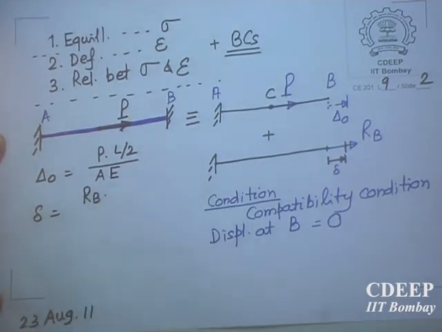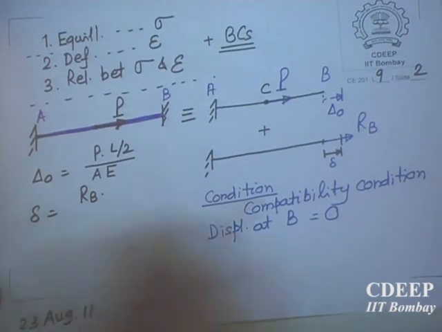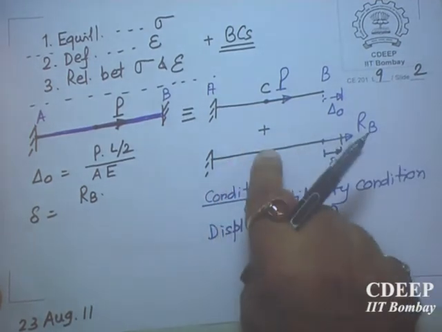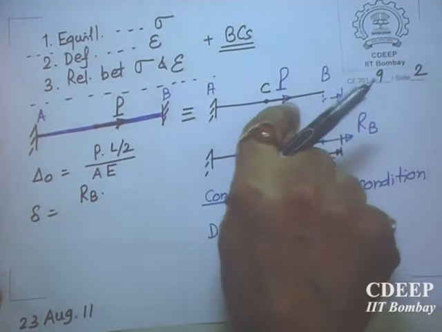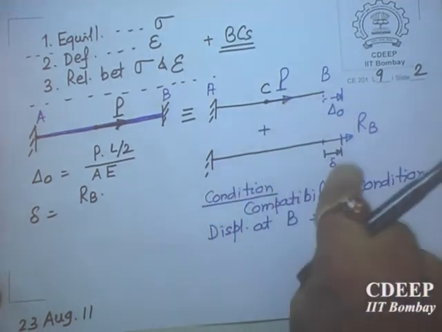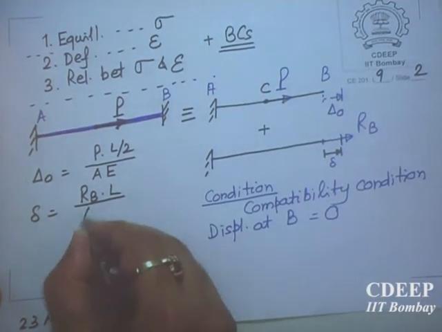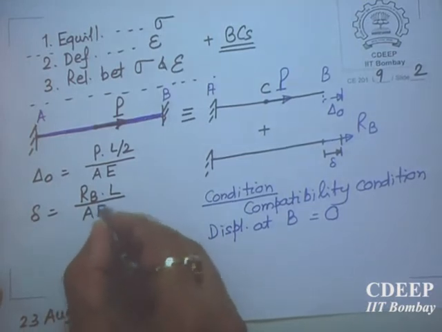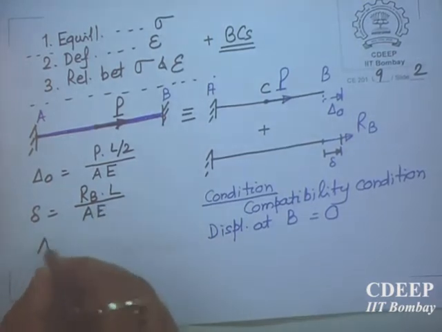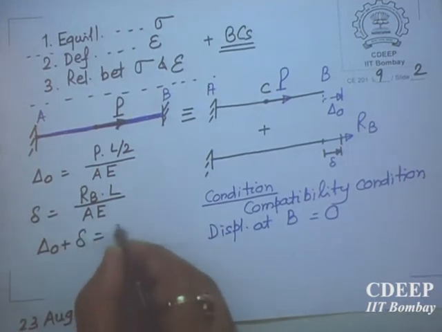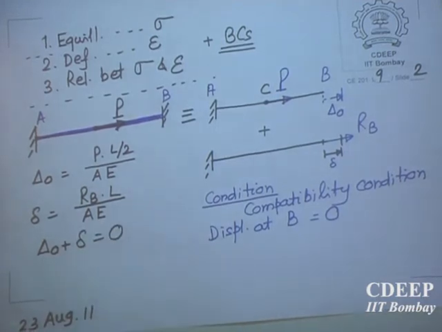RB is an unknown. I don't know RB. But then yes, this will undergo, there is no load here. See, in the second problem, load is not there. Load is there only in the first problem. So RB into L, compatibility condition says that delta naught plus delta is equal to 0.